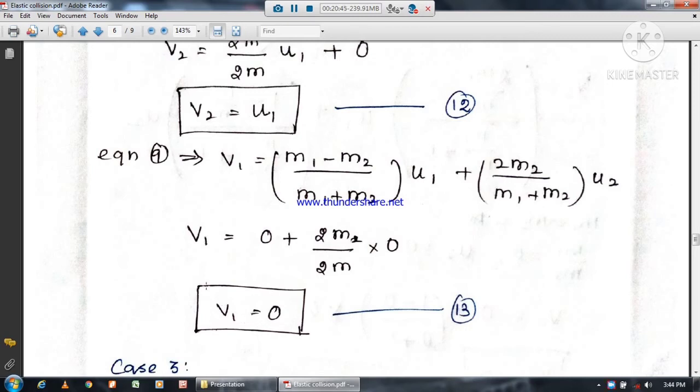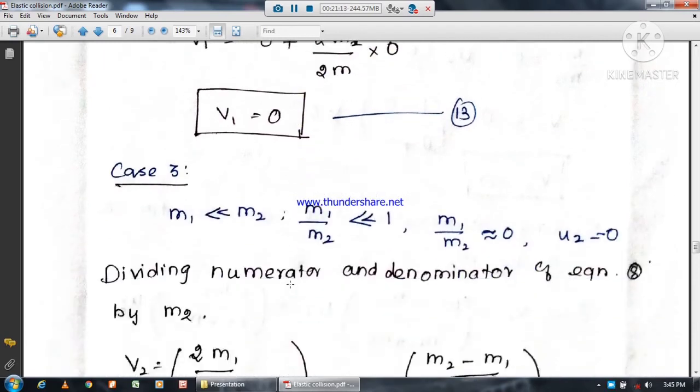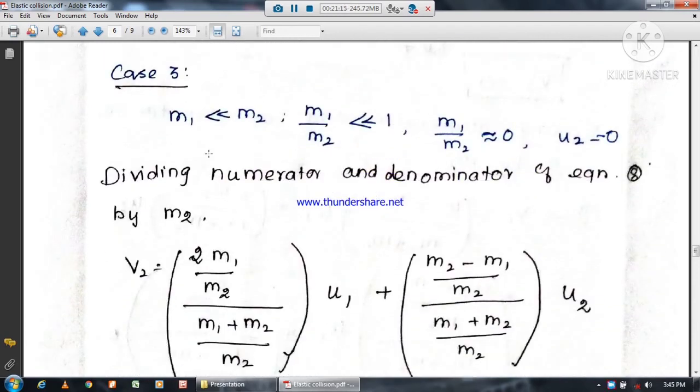So this equation shows that after collision, the first body comes to rest, that is v1 is 0. After collision, the first body comes to rest and the second body moves with the initial velocity of the first body. The velocity of the second body is v2. It moves with the initial velocity of the first body, that is u1. So the second body moves with the initial velocity of the first body, right?